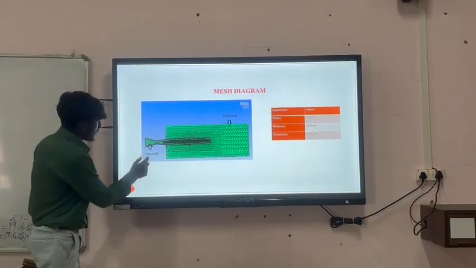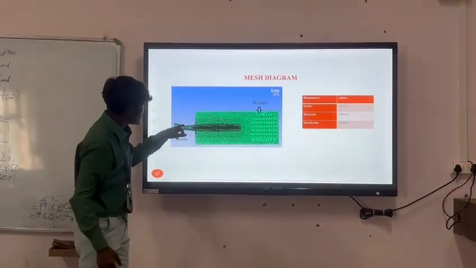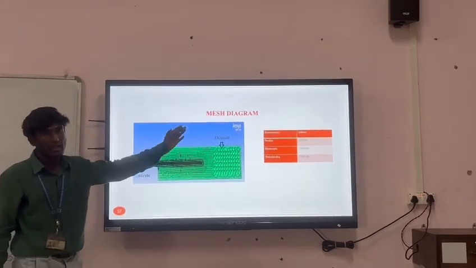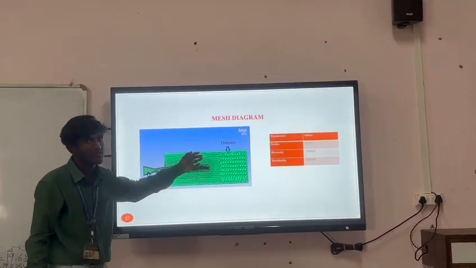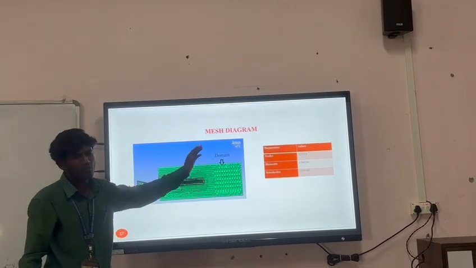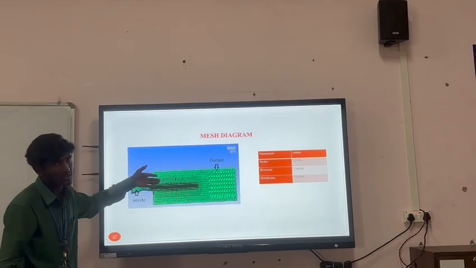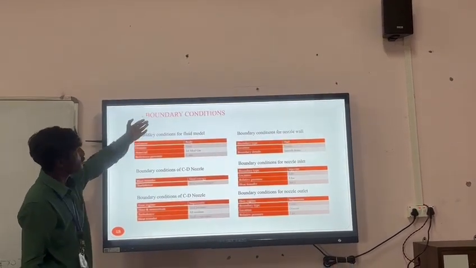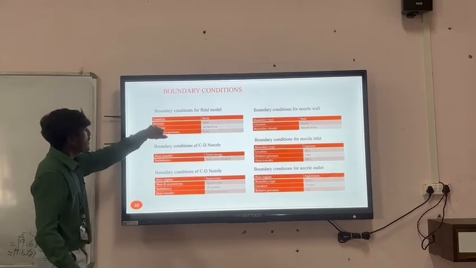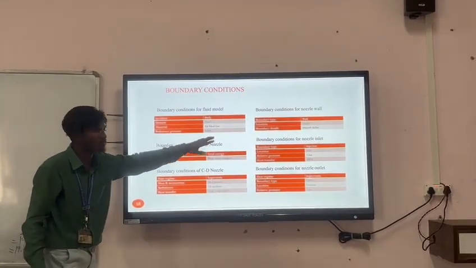This is our mesh diagram. This is a deep meshing from the exit of the nozzle to the domain. We have meshed 14 lakh elements and 22 lakh nodes, and tetrahedral meshes are used. In the boundary conditions of this nozzle, the location of the boundary is body, the domain is fluid, the material is air ideal gas, and the reference pressure is 0 atmosphere.